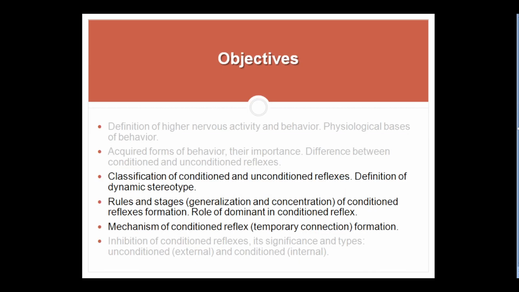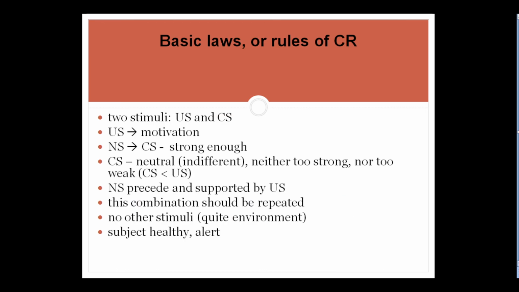So let's talk about the rules and stages of conditioned reflexes and the mechanism of conditioned reflex. There are a few rules or laws of conditioned reflexes which you need to follow. As you know now, you will need two stimuli. One should be the unconditioned stimulus, the one which is associated with a particular response, that's the food. Another one is the neutral stimulus, which will become the conditioned stimulus.